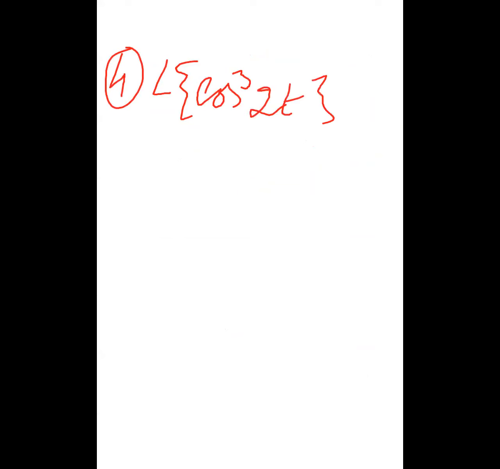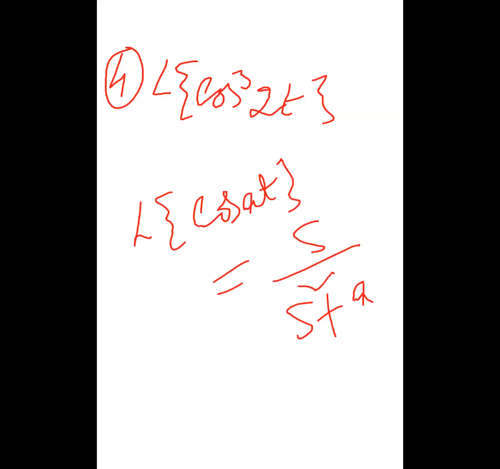The fourth problem is also important. Yesterday I explained cos cube t, but today it is cos cube 2t. So L of cos cube 2t. We have the 8 results, and in the 8 results, the L of cos AT formula is available. L of cos AT equals S by S square plus A square. But the cos cube AT formula is not available.